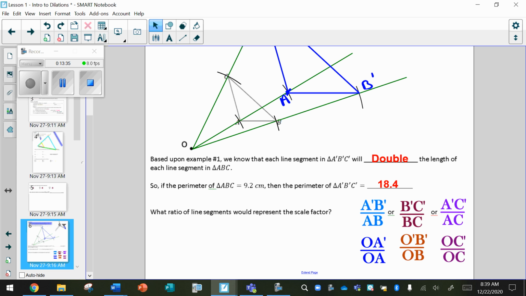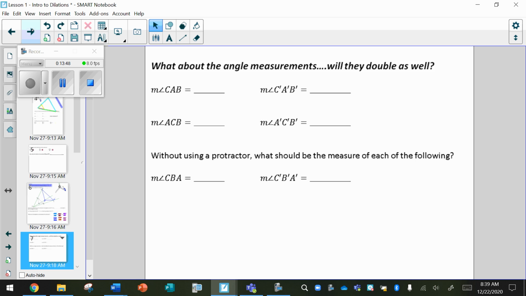All those ratios would simplify down. If we had a ruler and we measured all those segments, each one of those would simplify down and give me a ratio of 2, or a scale factor of 2. Now what about the angle measures?